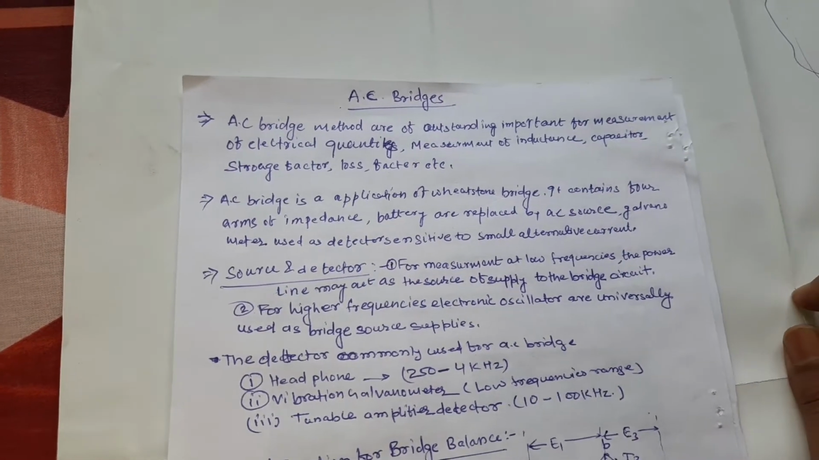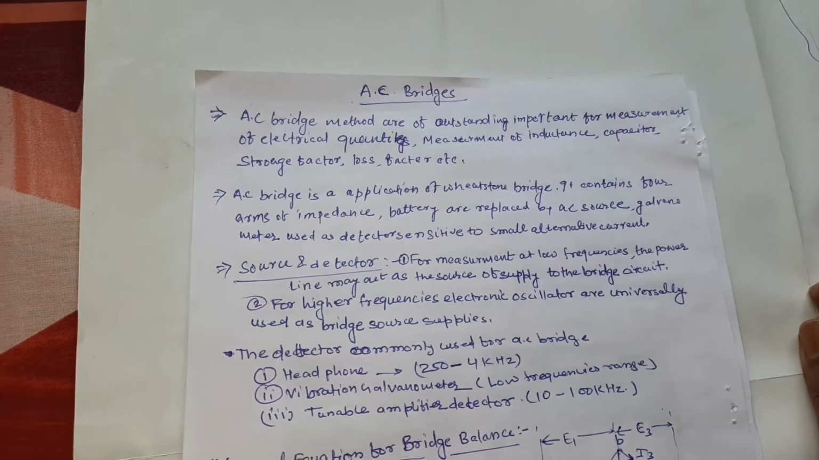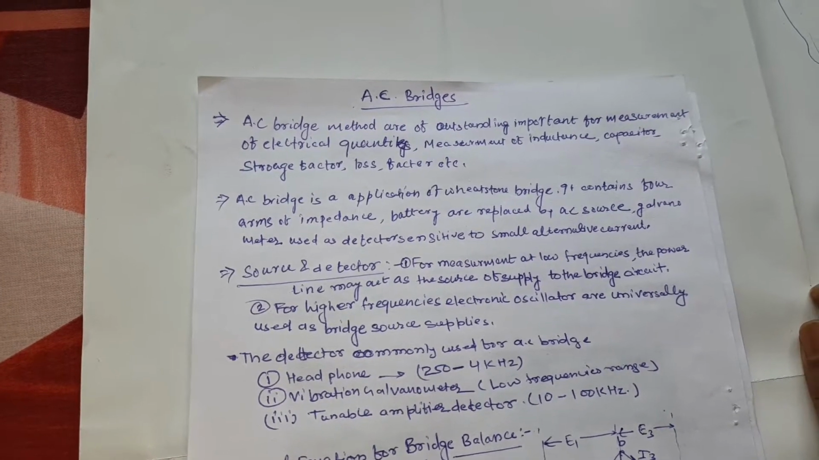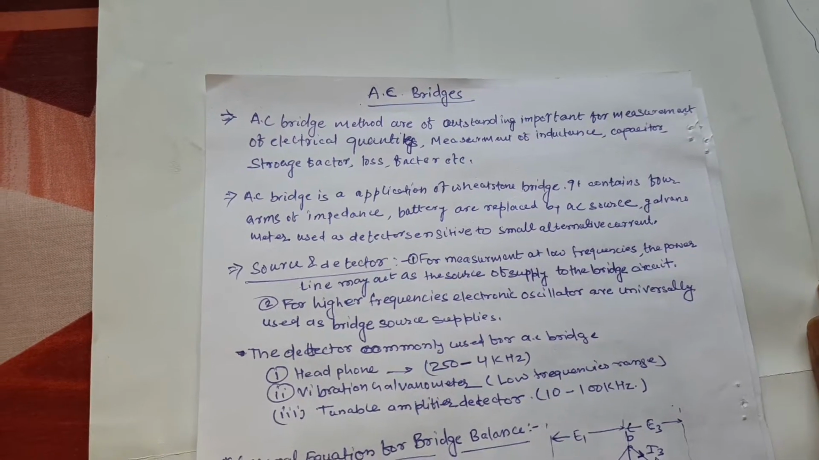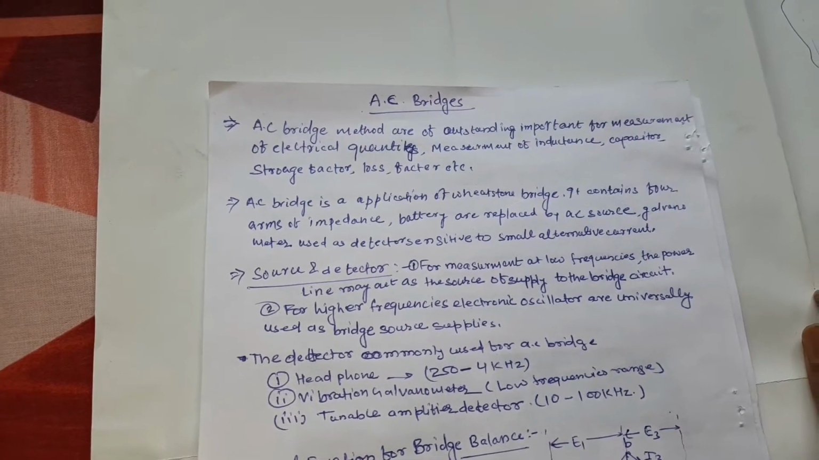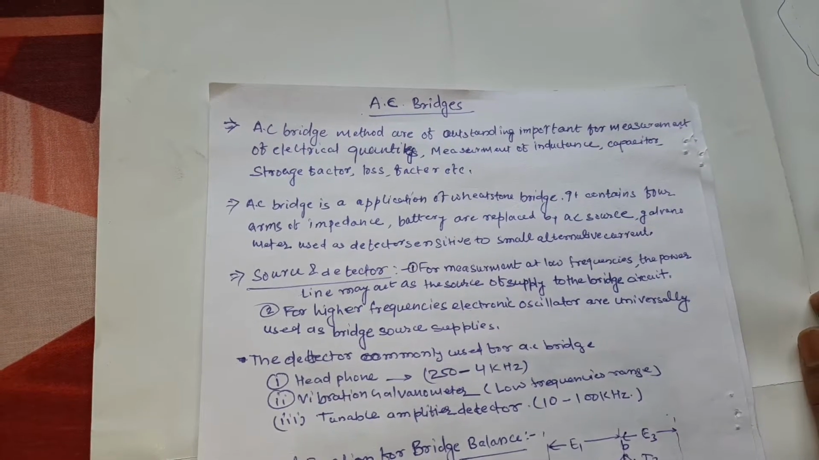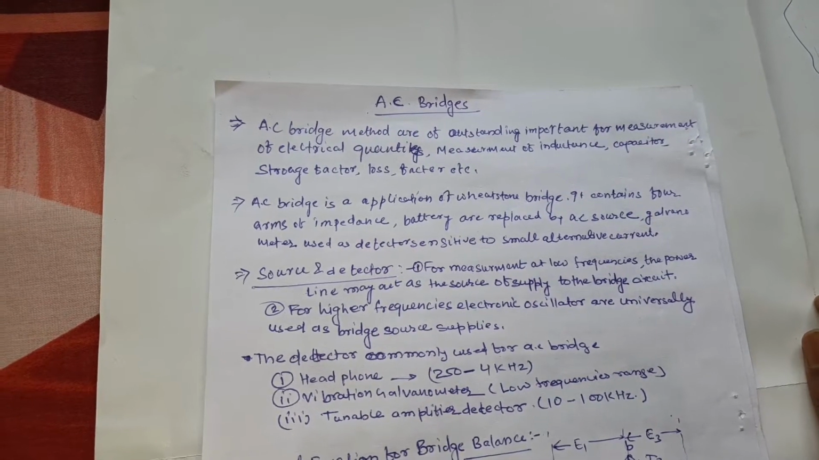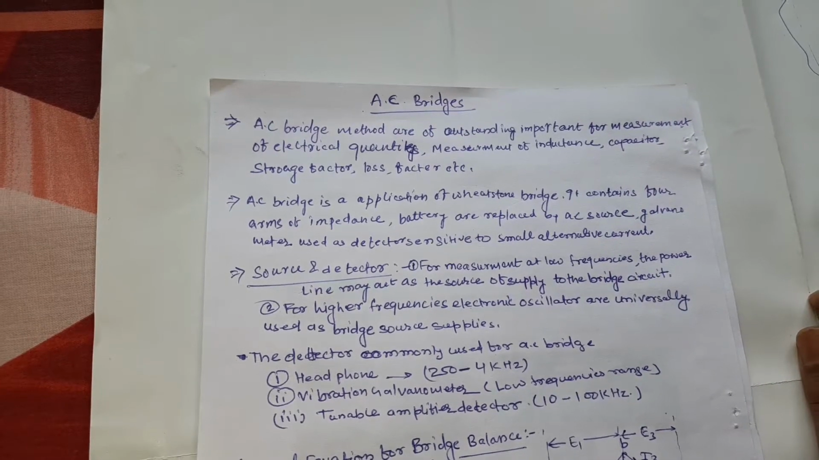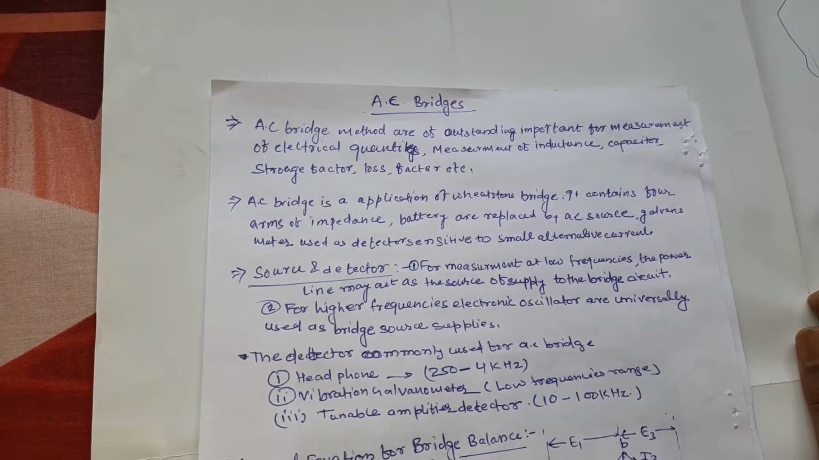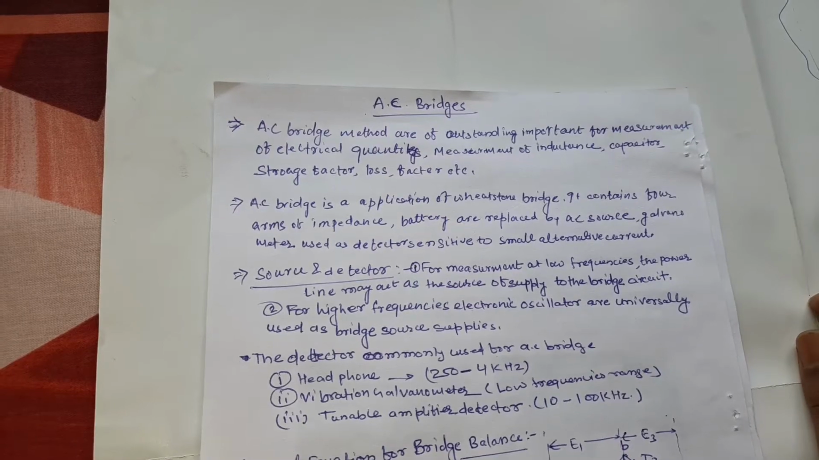Its working principle is the same as the Wheatstone bridge, that you have to balance the bridge through a galvanometer. So the AC bridge method is of outstanding importance for the measurement of electrical quantities, as for example measurement of inductance, capacitance, storage factor, loss factor, etc.